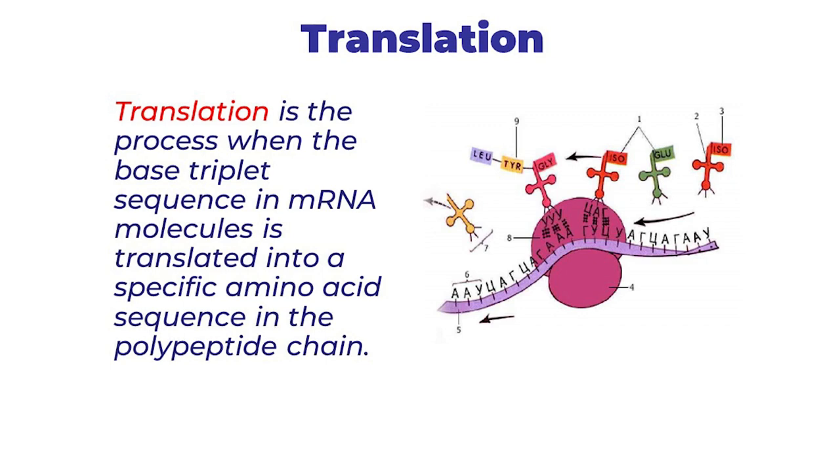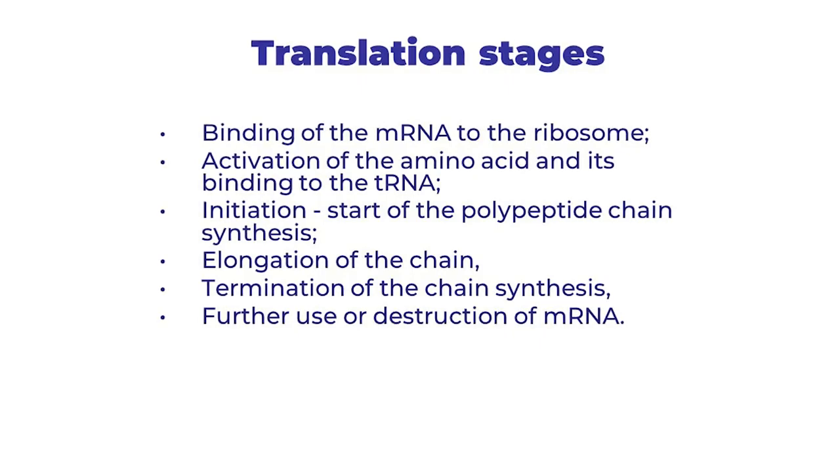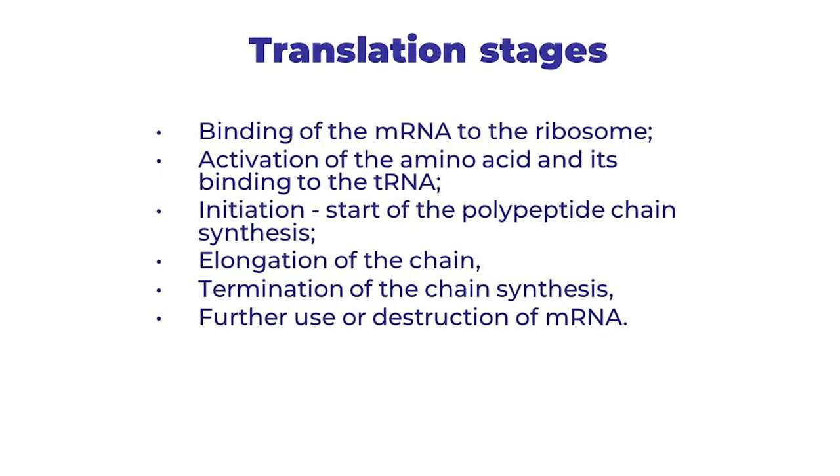The reading of mRNA by the ribosome continues until one of the stop codons: the triplets UAA, UAG, and UGA. At this stage, the polypeptide chain leaves the ribosome. So, the translation stages are: binding of the mRNA to the ribosome, activation of the amino acid and its binding to the tRNA, initiation, the start of polypeptide chain synthesis, elongation of the chain, termination of the chain synthesis, and further use or destruction of mRNA.